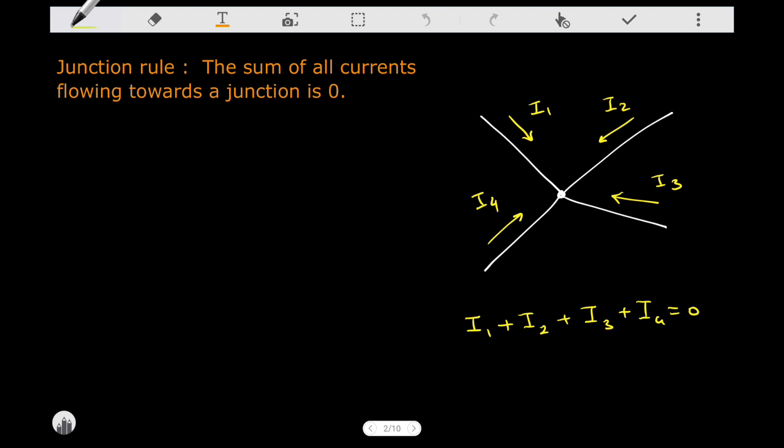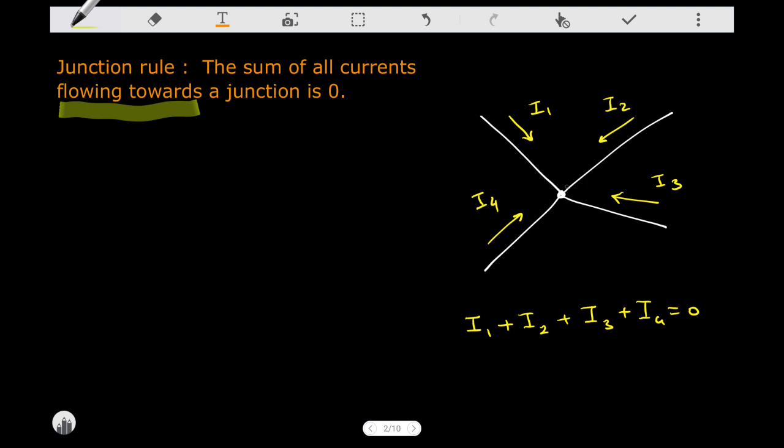This says, in one form, that the sum of all currents flowing towards a junction is zero. This is actually quite easy to understand. We have actually discussed the situation about the current on a single wire. We have asked the question whether the current is the same everywhere on the wire. There's a similar kind of situation in here.